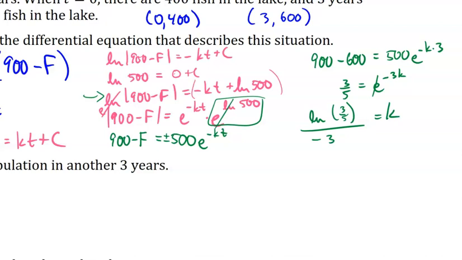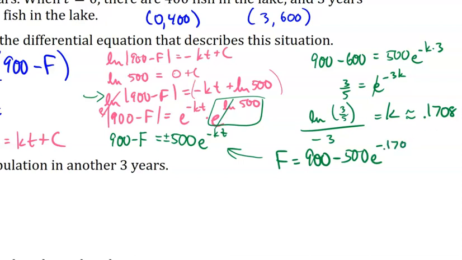Okay, and once again, I am going to plug that into a calculator, and we get that k is approximately 0.1708. Going back to here, I'm going to isolate the F by moving the F to the other side and moving this whole thing to the other side, or you can subtract 900, divide by -1. It doesn't matter. Either way, I get capital F is equal to 900 minus 500 times e to the negative kt, so negative 0.1708 times t.